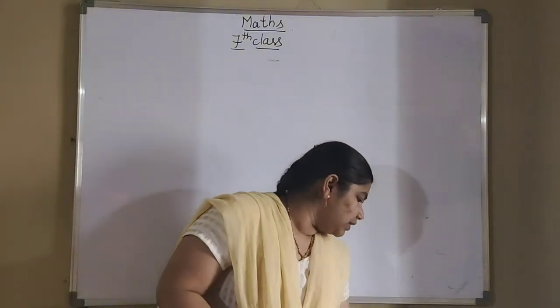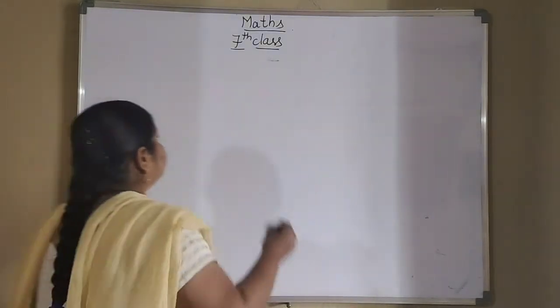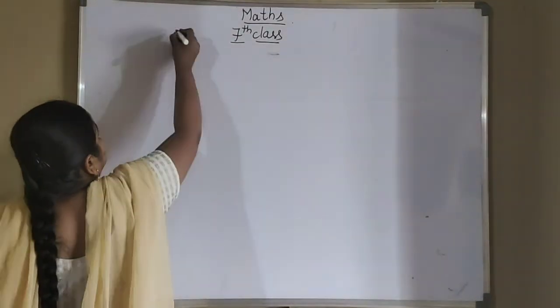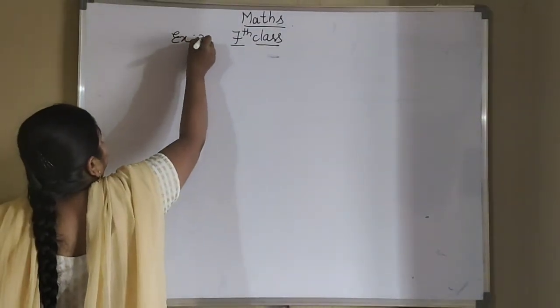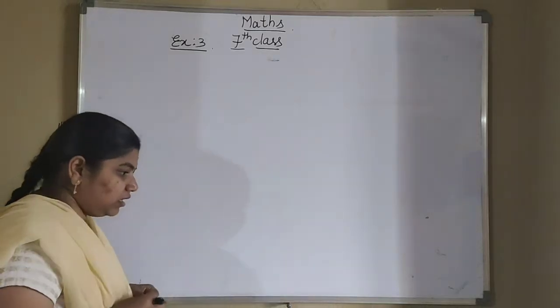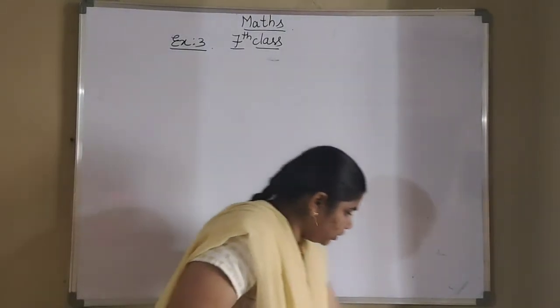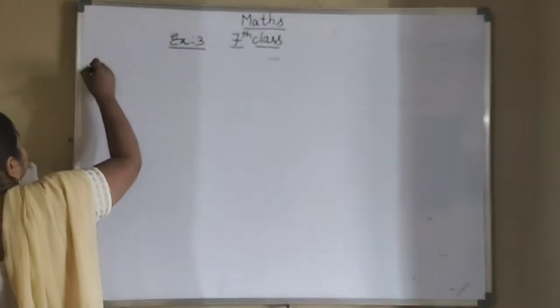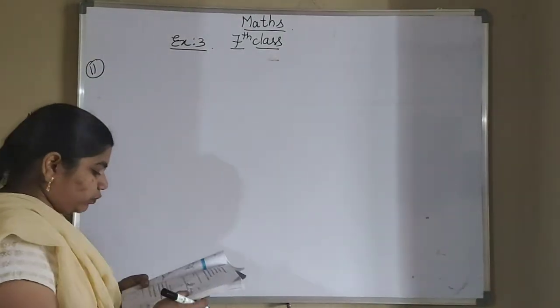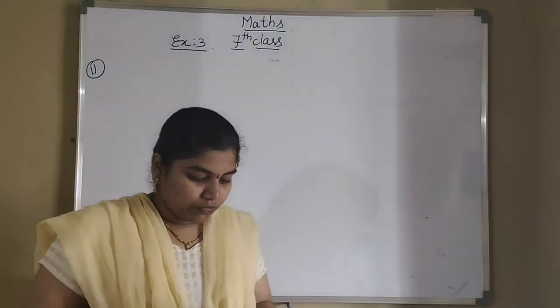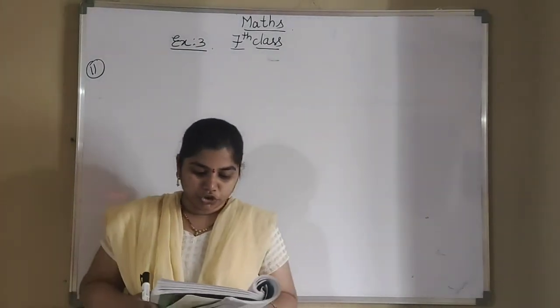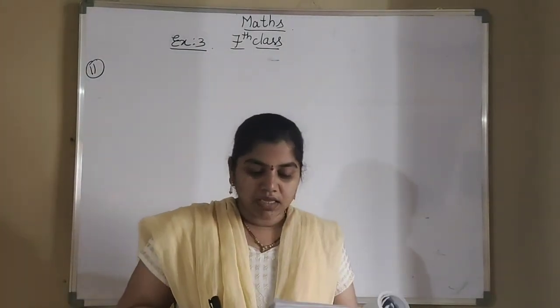Which exercise is that? It is exercise 3. Exercise 3, the 11th question. In that 11th question, the acute angles of a right angle triangle are in the ratio 2:3. Find the angles of the triangle.